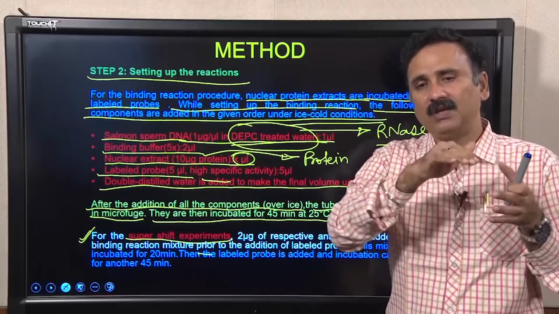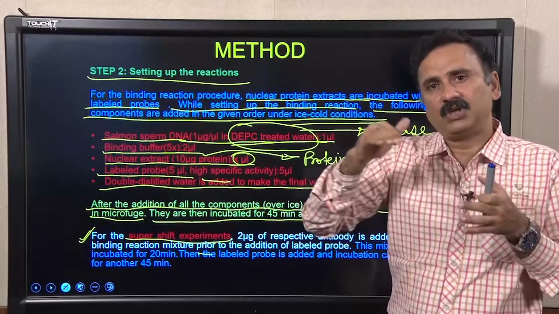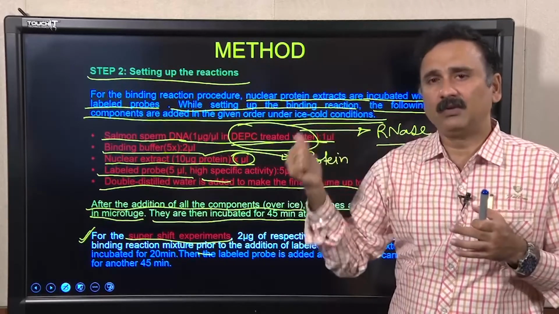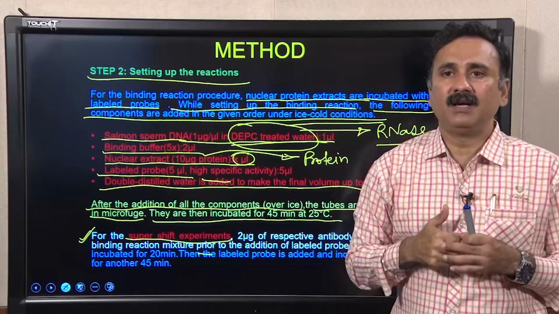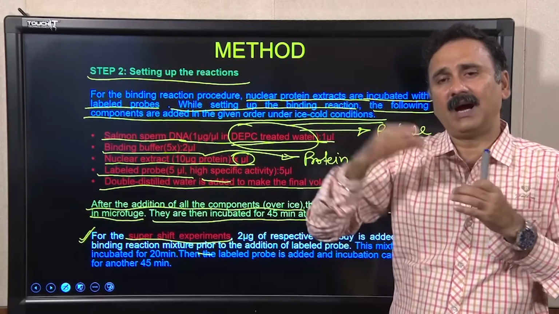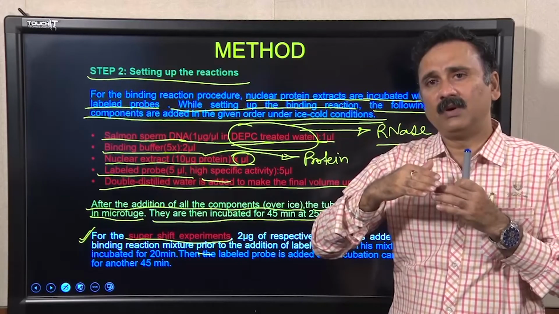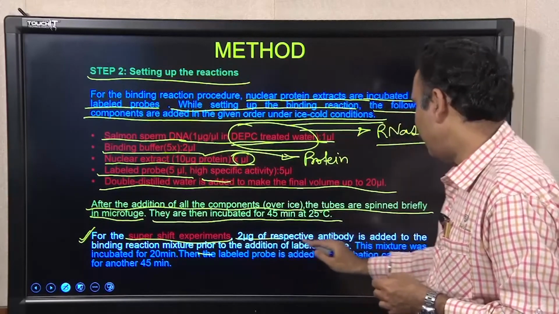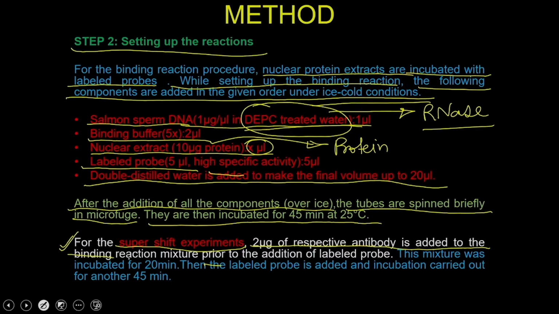Those experiments are called supershift experiments because in a normal gel shift assay you are going to see a gradual retardation of the DNA, or gradual moving of the DNA on the upward side. But in the supershift experiment, as soon as you add the antibodies, they increase the molecular weight of the complex very high. Because of that it is going to give you an additional shift in the retardation. So, 2 micrograms of the respective antibody is added to the binding reactions prior to the addition of the labeled probe, so that it binds the protein or the transcription factor of your interest.